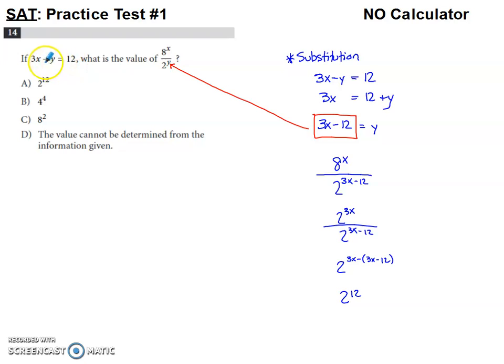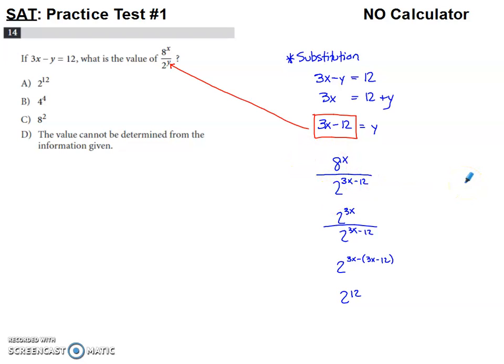So I looked at this equation and I thought, not too bad to solve it for y. So if I add y to the other side and then subtract 12 from the left, I figure out that y is equal to 3x minus 12. And I can substitute 3x minus 12 in place of this y. So I substituted 3x minus 12 in place of y, and I ended up with this.